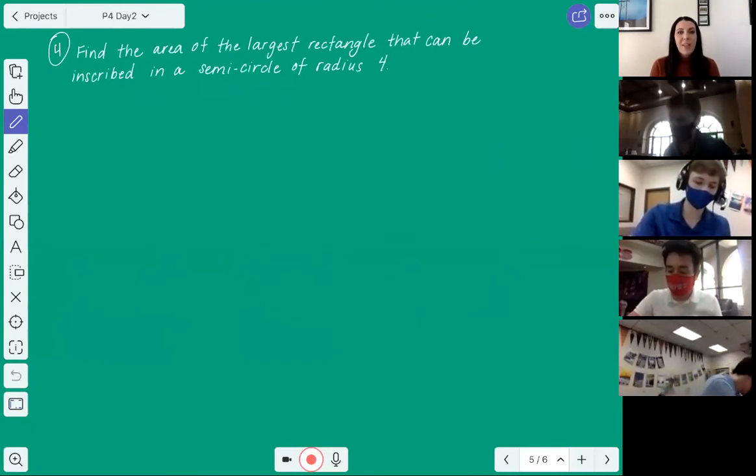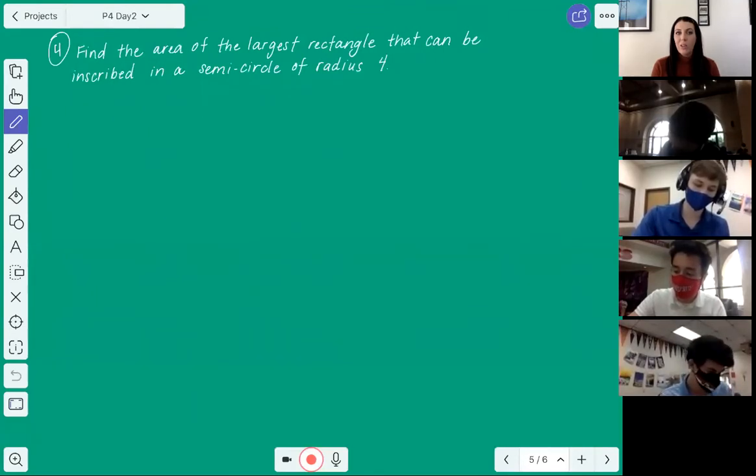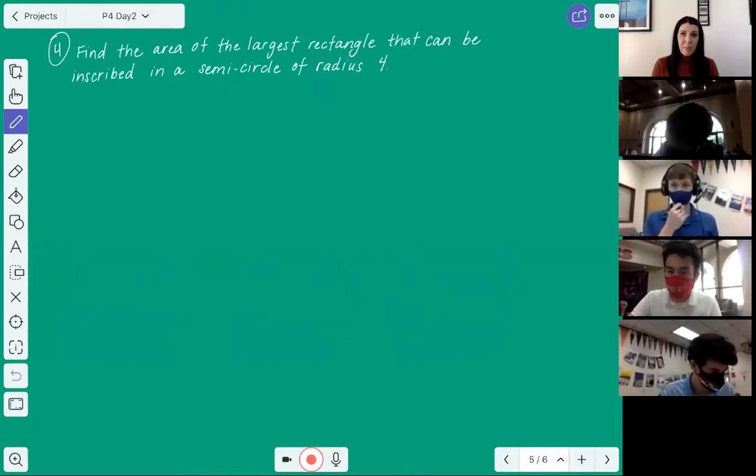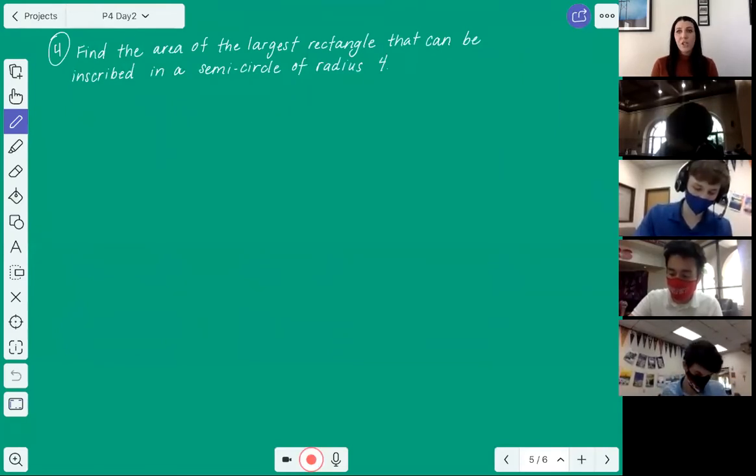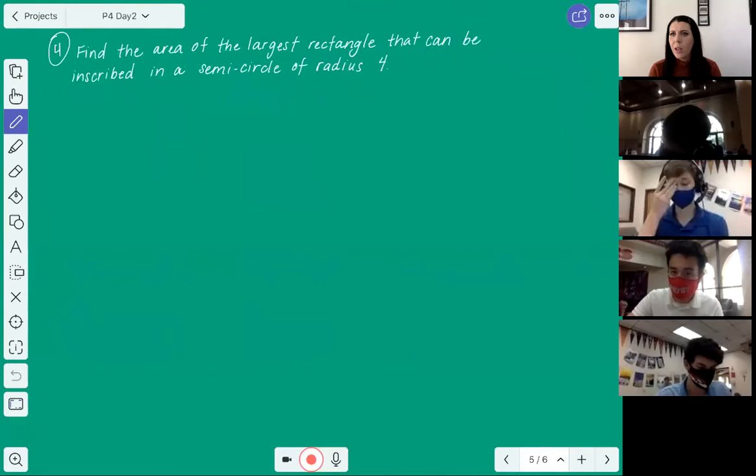So this question says, find the area of the largest rectangle that can be inscribed in a semicircle of radius 4. So find the area of the largest rectangle that can be inscribed in a semicircle of radius 4. I've seen this question several times on AP exams. You're going to see it, I think, in your Princeton Review and in Quest also.